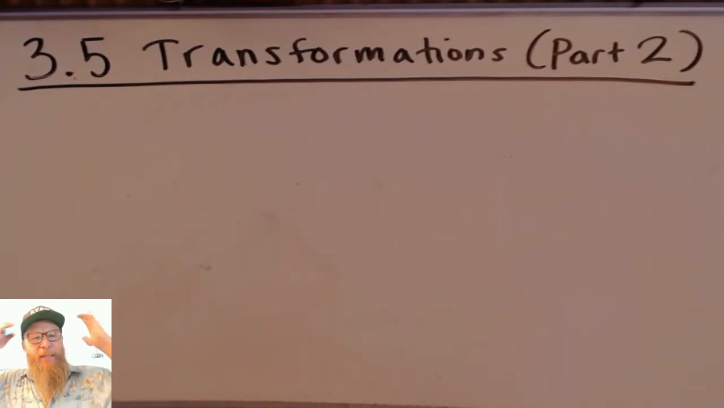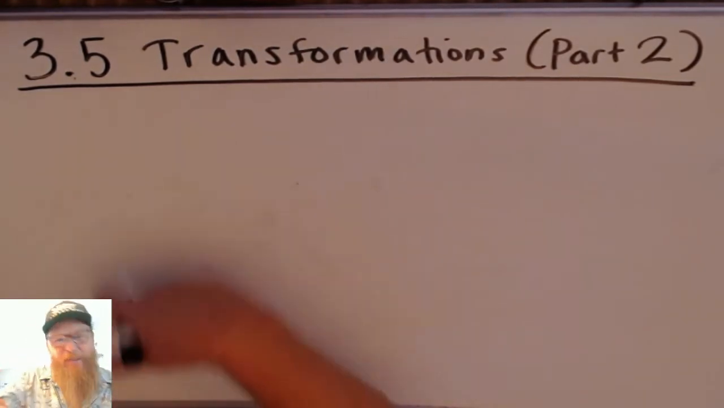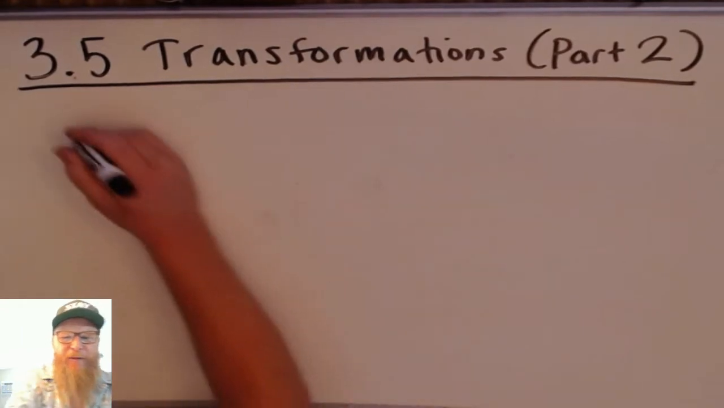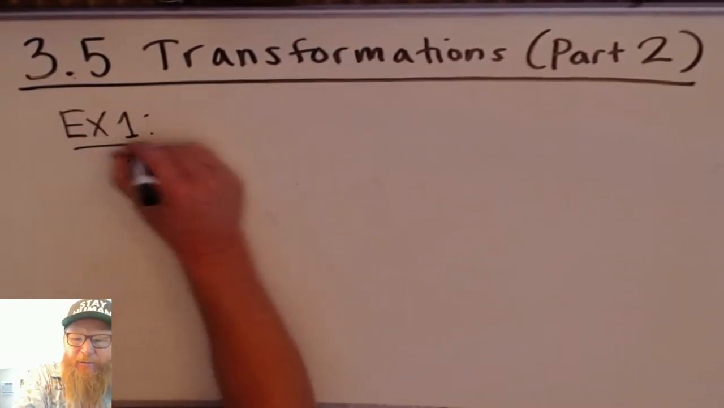So we've already talked about the 4 different types of transformations. Instead of just listing them all out, I'm just going to go ahead and start with an example. Before I start graphing, we're going to start with just examples, reviewing the different types of transformations.